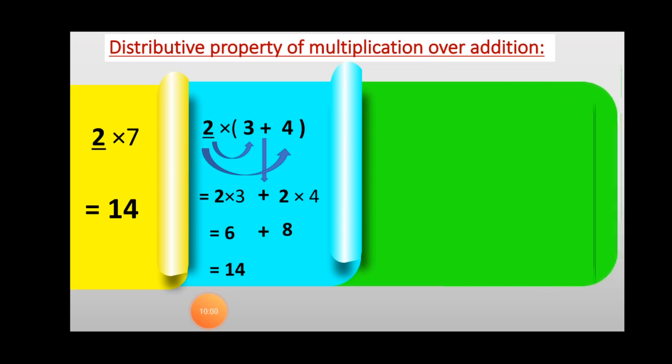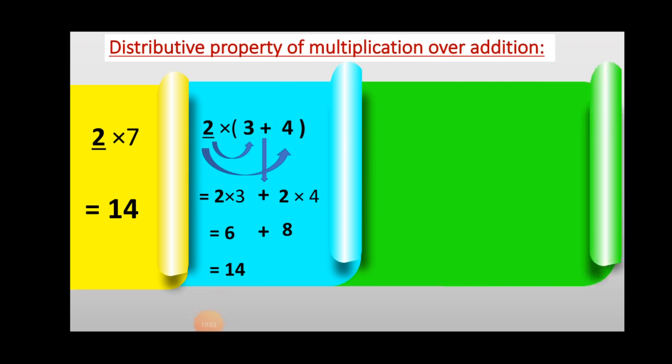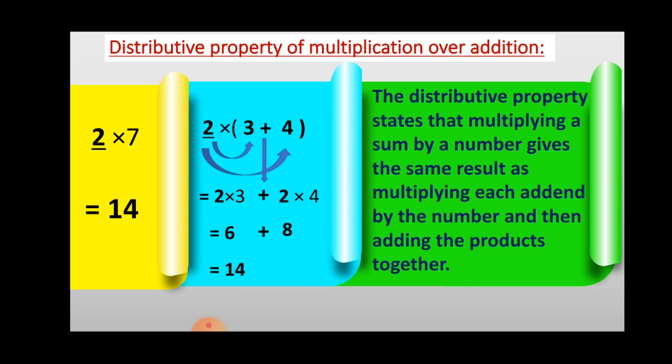So we can say that the distributive property of multiplication over addition states that multiplying a sum by a number gives the same result as multiplying each addend by the number and then adding them. And always remember that the properties we learned do not hold for subtraction and division.